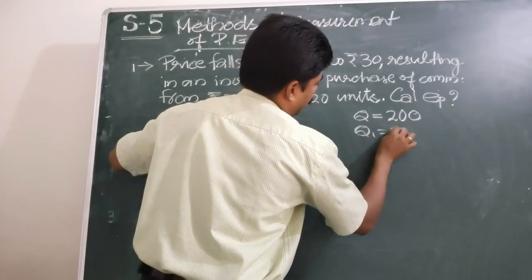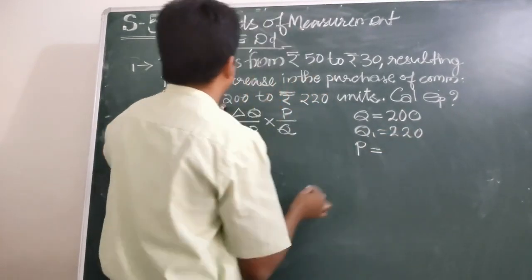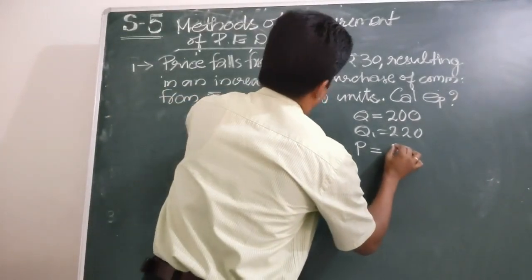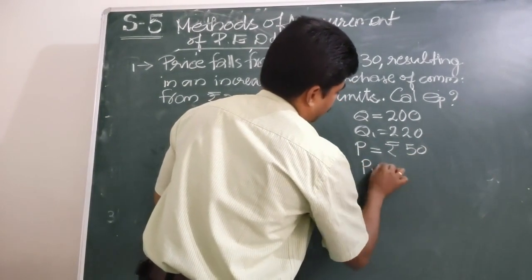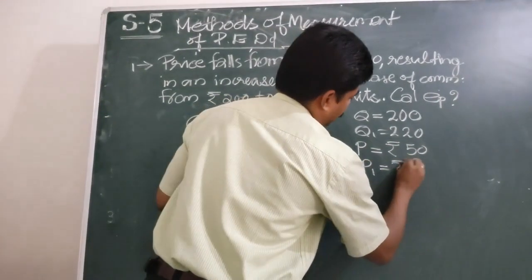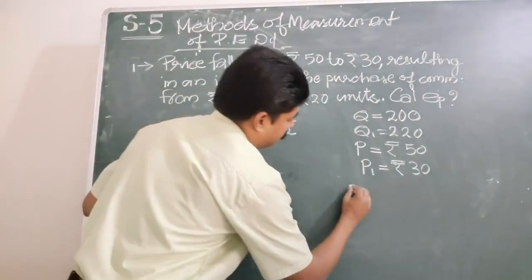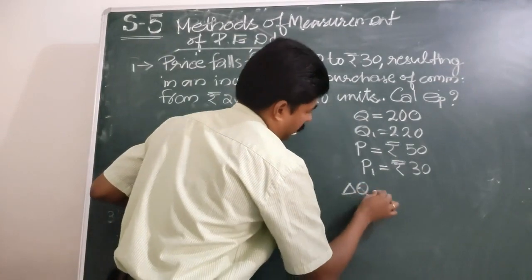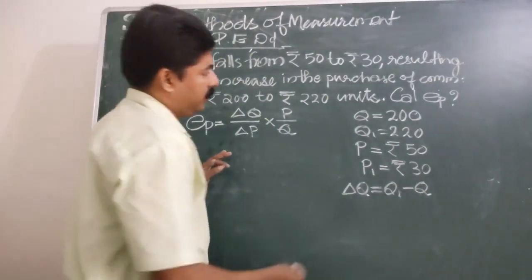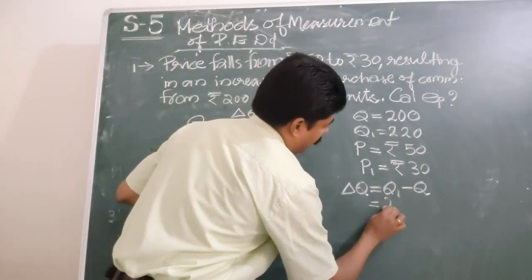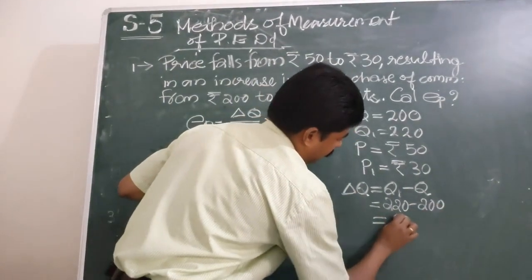Q1 is equal to 220. Similarly, P is equal to rupees 50. P1 is equal to rupees 30. Now we can find out the delta Q. Delta Q is equal to Q1 minus Q, that is 220 minus 200, that is 20.